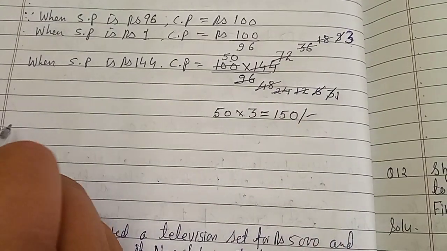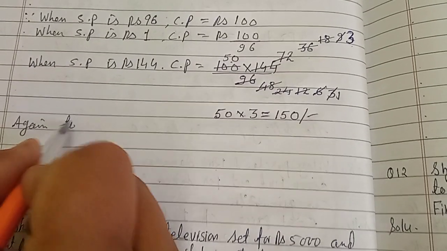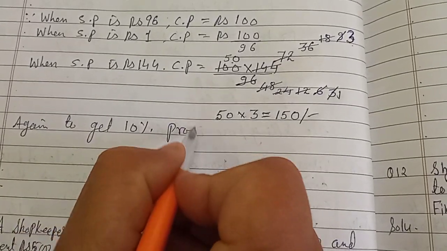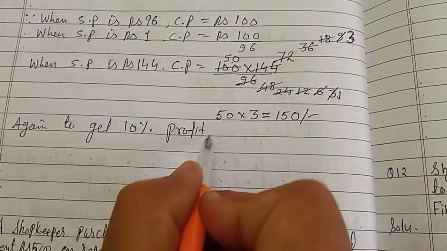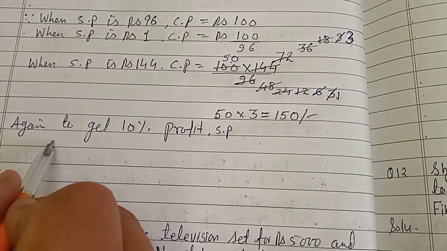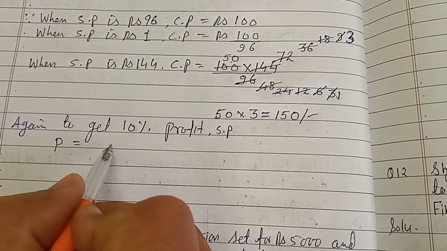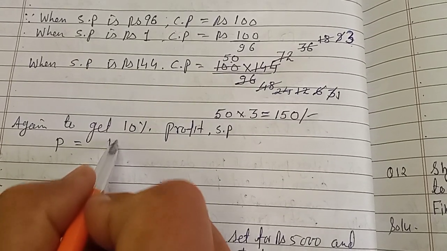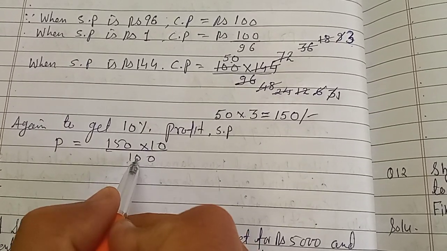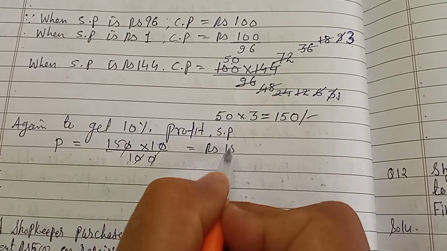So we have to see again, to get 10% profit, the selling price we have to find. So profit equals 150 into 10 upon 100. Cancel these zeros. Then 15 into 1 is rupees 15.